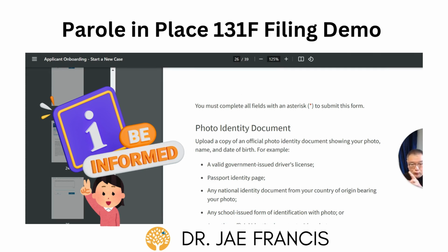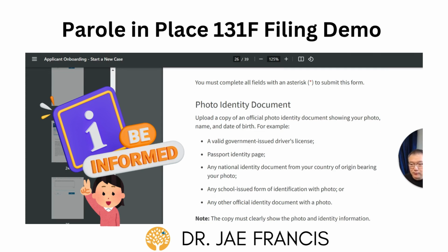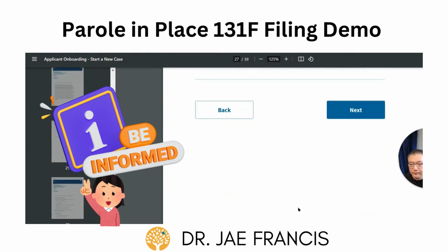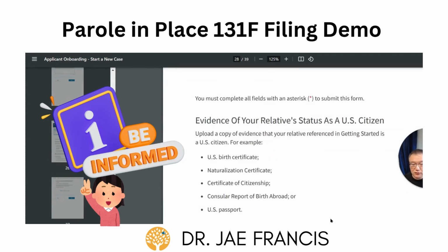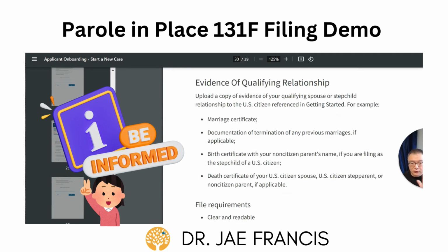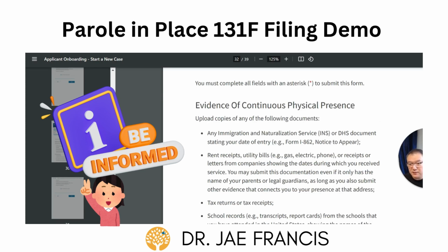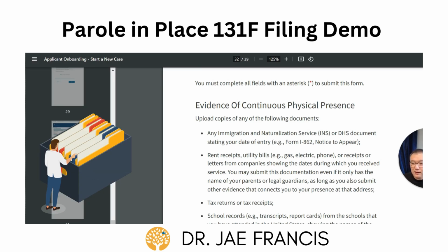Then, moving into document submission, you need your photo ID document issued by the government. There's a list of documents that you can use. Also, you need to submit a document showing that your spouse is a U.S. citizen. You also need to show that you and your spouse were married before June 17, 2024. A marriage certificate would be a good document to upload. You also need to submit supporting documents showing that you've been in the U.S. continuously for the past 10 years, starting from 2024 and going back at least 10 years.